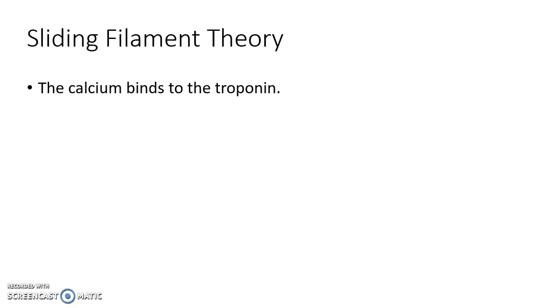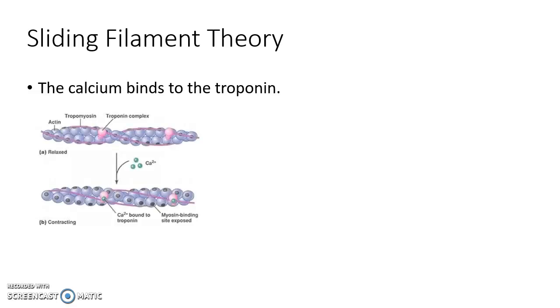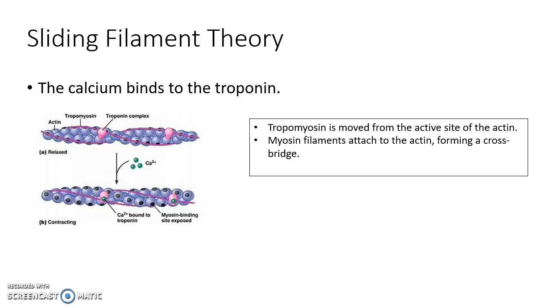Once the calcium is released, it then binds to troponin, and then this will change shape, and the tropomyosin is removed from the active site of the actin so that the myosin filaments attach to the actin, forming a cross bridge.